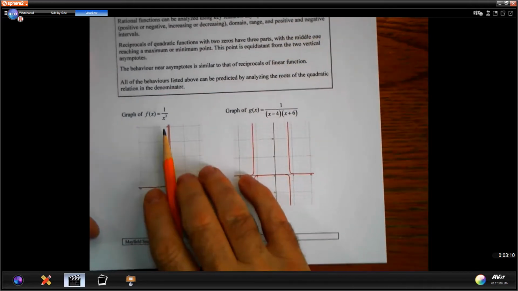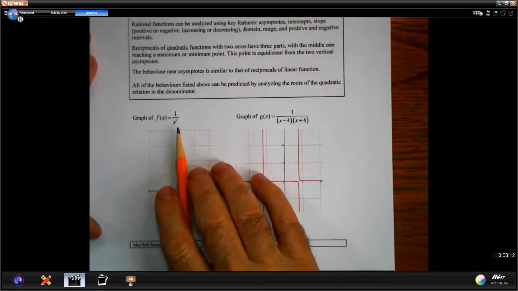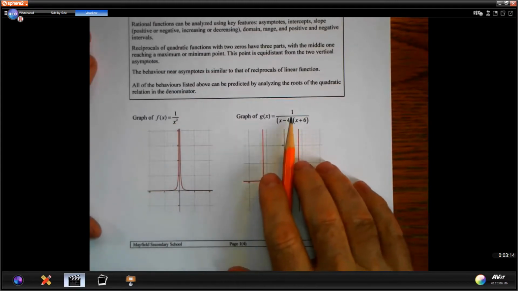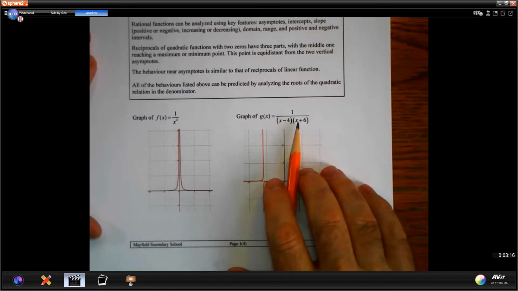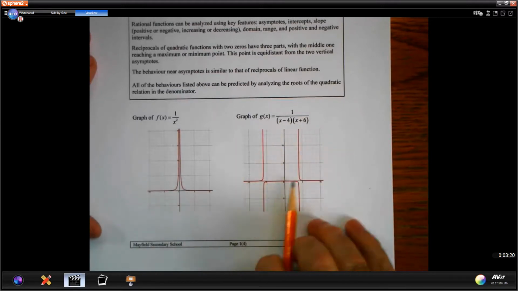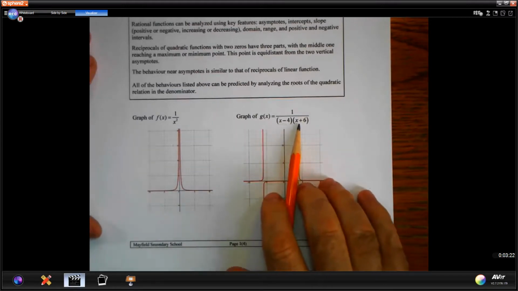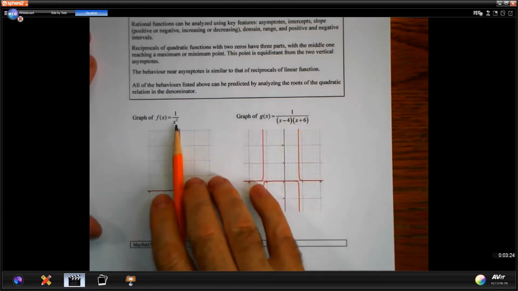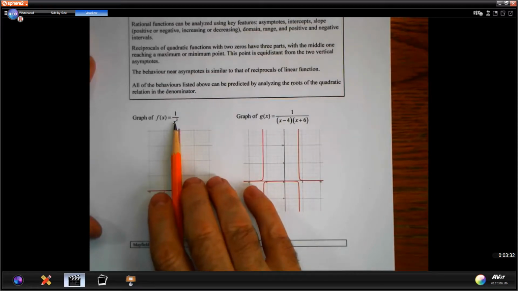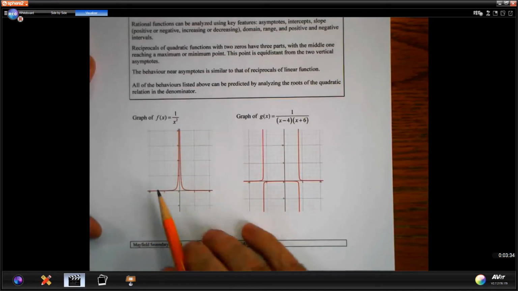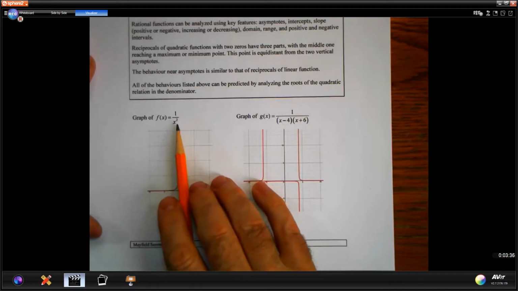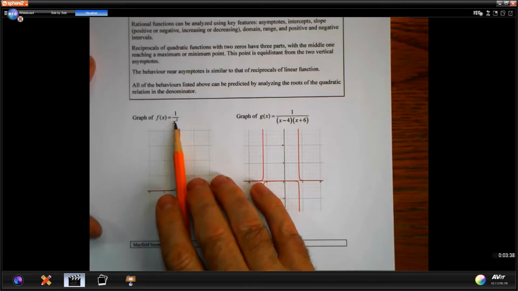So we've got two examples here. We've got the graph of 1 over x squared, and here we have the graph of 1 over x minus 4 times x plus 6. This will be the more typical, where you've got two different zeros, whereas this one here, you actually only have one zero at x equals 0, but it's considered to be a double zero or double root.